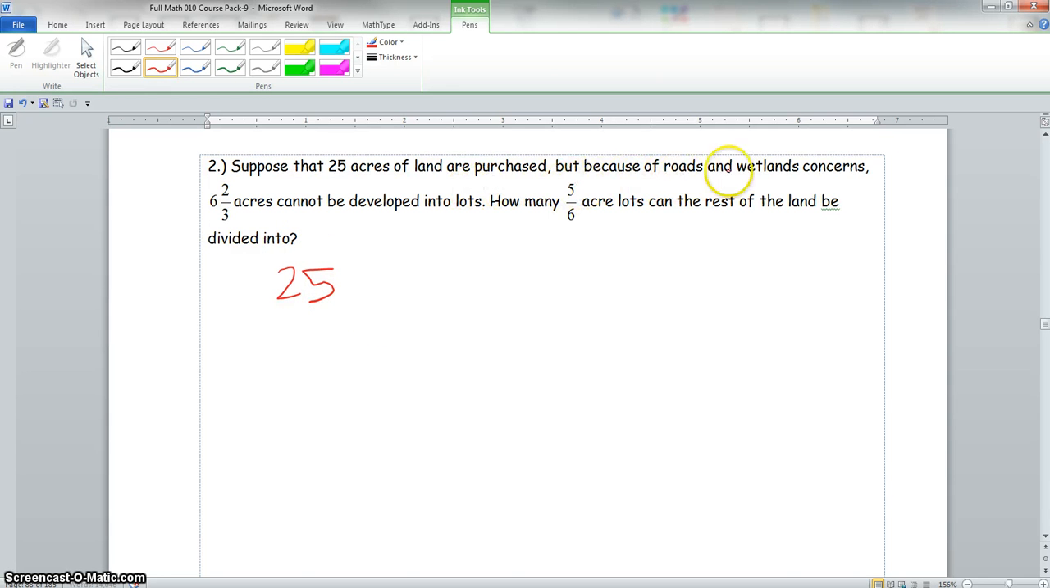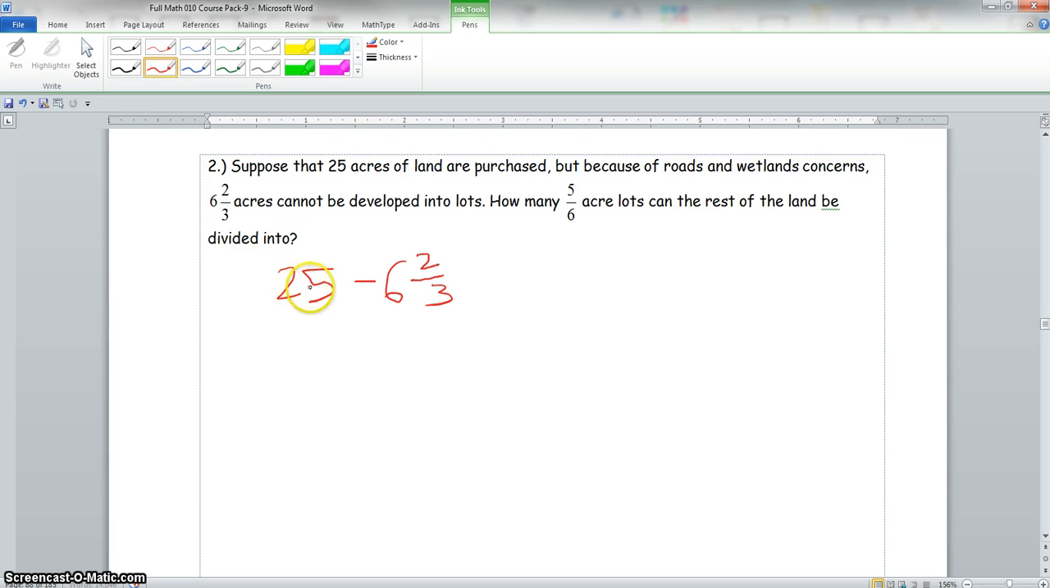But they tell us because of roads and wetland concerns, 6 2/3 acres cannot be developed into lots. But we want to know how many lots we can develop. So first we need to subtract off what we cannot develop. So now we do 25 minus 6 2/3.